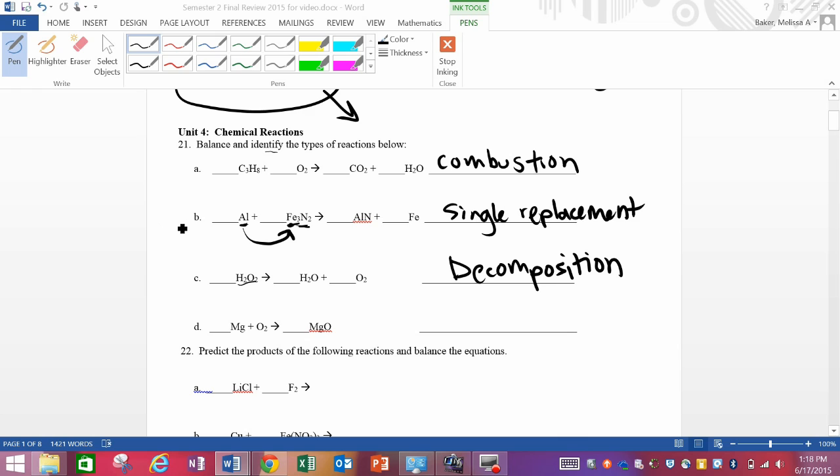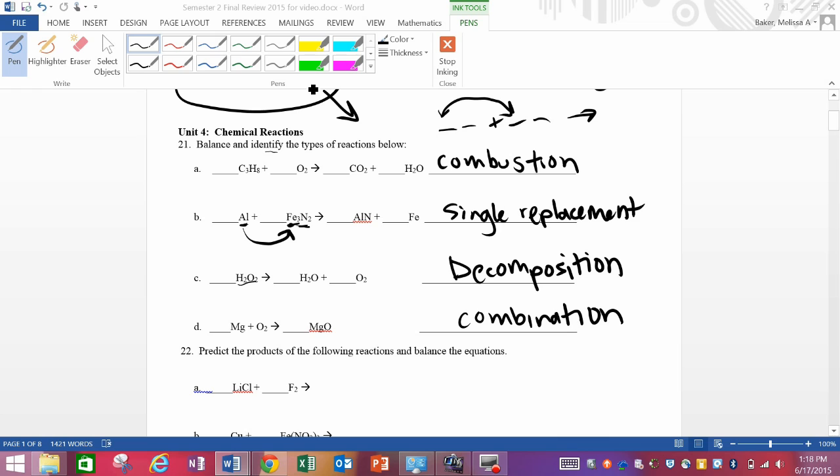And down here we have two things adding together to form one thing. That's called a combination reaction. So there's only one type of reaction that's not pictured here, and that's a double displacement, when you've got two things being added to two things. So a compound being added to another compound, and the first two things switch places.